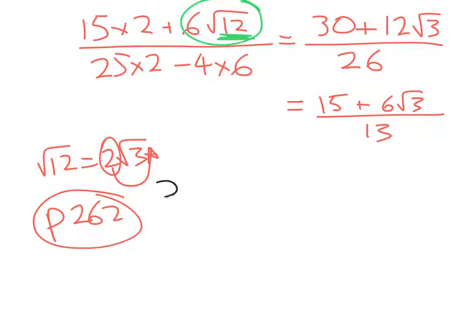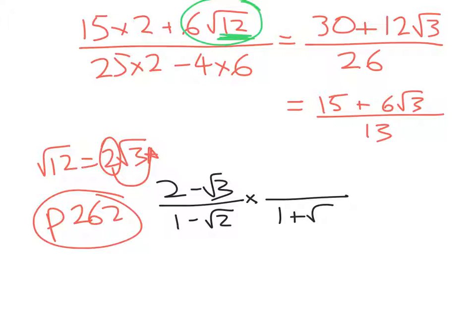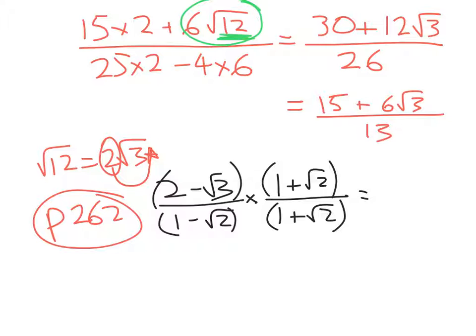Okie doke, so 2 minus root 3 over 1 minus root 2. So have a go at that one. Right, we're going to times the top and bottom by 1 plus root 2. Right, and we're going to put some brackets in. We don't strictly have to, but I think it's going to help you with your working. In the denominator, I get 1. These two match up, so they go. 1 minus root 2 times root 2 is 2.